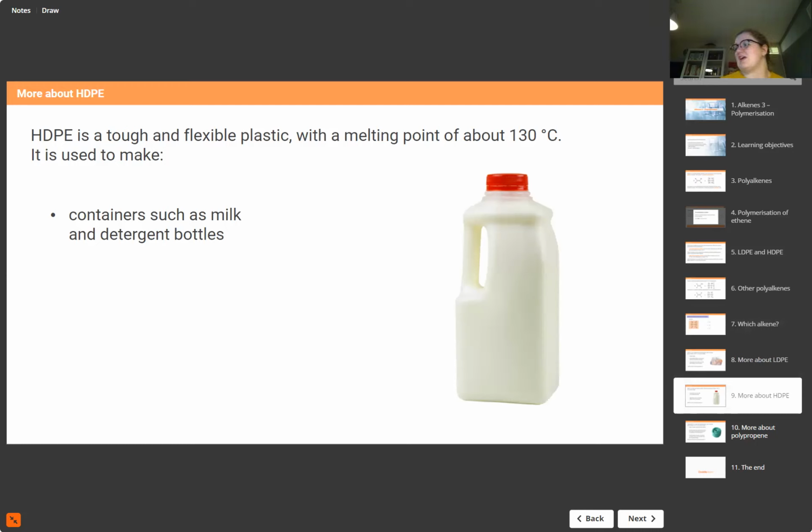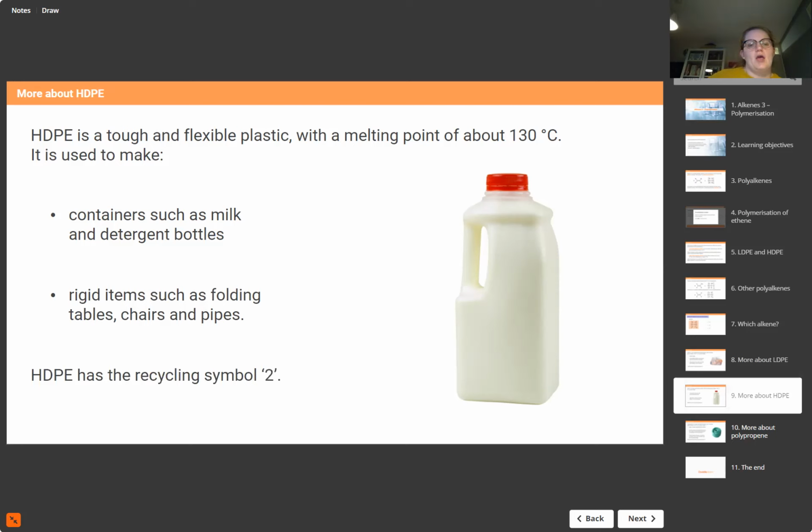We don't need them to be a permanent rigid piece of plastic, like, for example, a pen or a stapler. I'm just coming up with random things, but we need them to be a lot firmer than a plastic bag. We use it for rigid items such as folding tables, chairs, pipes, anything like that. High density polyethylene has a recycling symbol of 2.